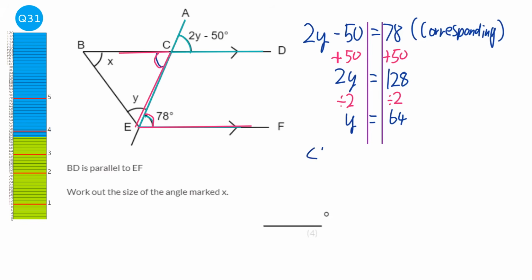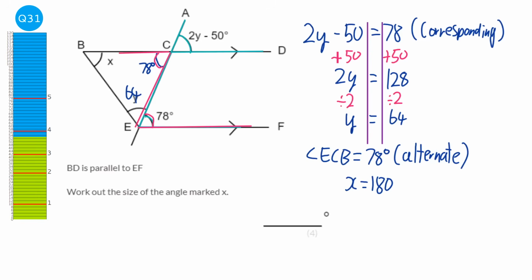So angle ECB is equal to 78 degrees. So this will be 78 degrees. And the reason for that is alternate angles. And then finally, if we know this is 78 and we know that this is 64, because we know what y is, then we can work out what x is. So x equals 180, angles in a triangle, take away the 78 we know and the 64 we know. And the reason for that is angles in a triangle add up to 180 degrees.